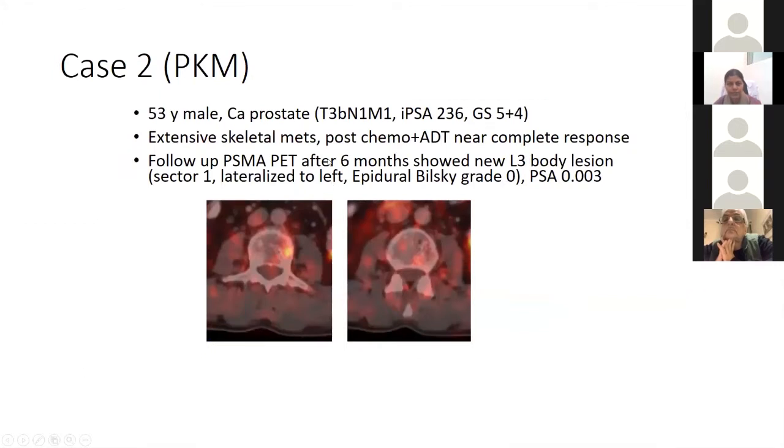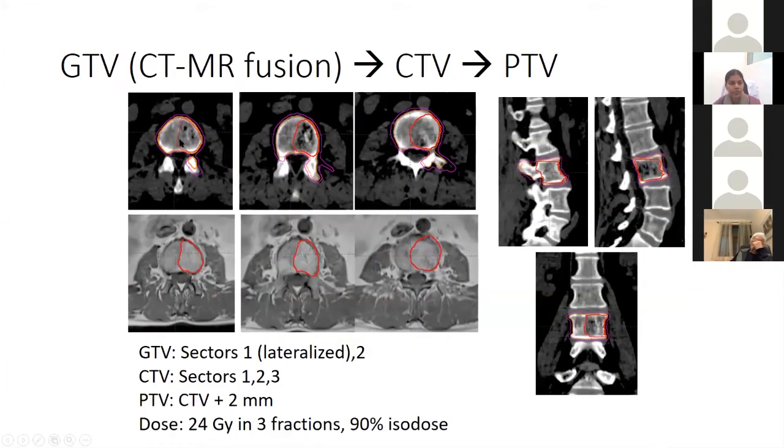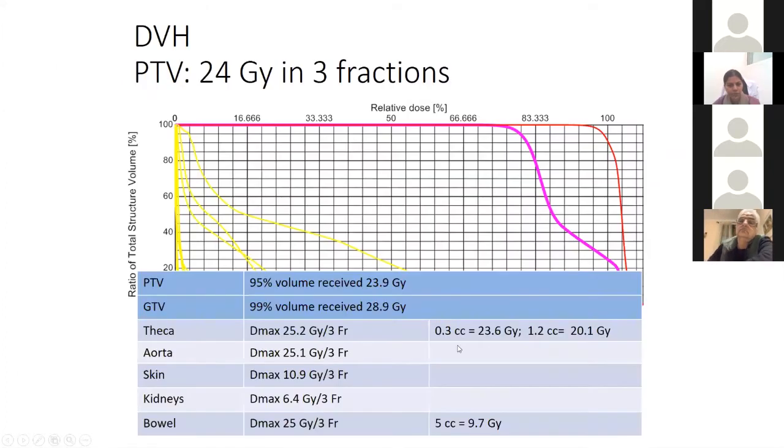A second case, another prostate cancer patient who had extensive disease upfront, but after ADT and other systemic therapy, he had a new L3 body lesion which was confined to sector 1 and lateralized, no epidural disease. So this was the GTV in red, the CTV in orange, and a 2 millimeter PTV margin in pink. The CTV was extended to include sectors 1, 2, and 3 because the lesion was also seen on the CT scan to involve sector 2. So this patient again was given the same dose, and this was the dose profile.